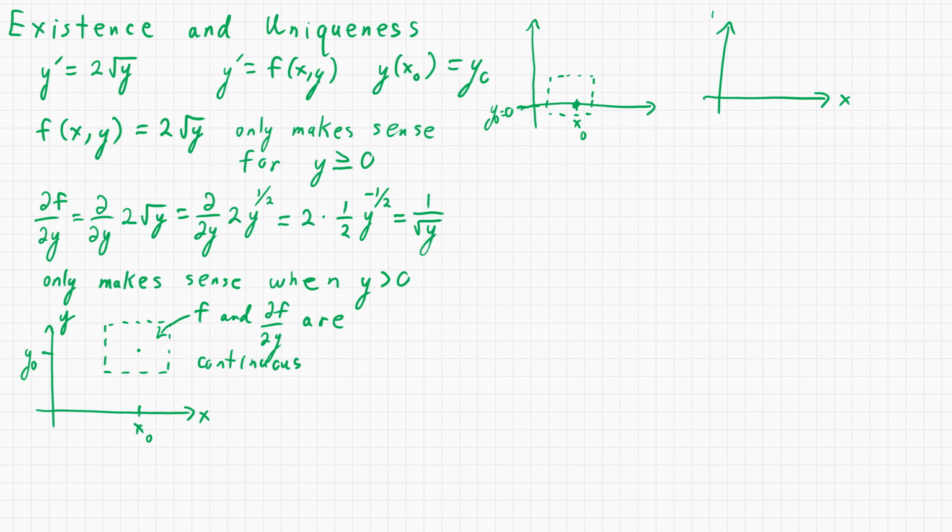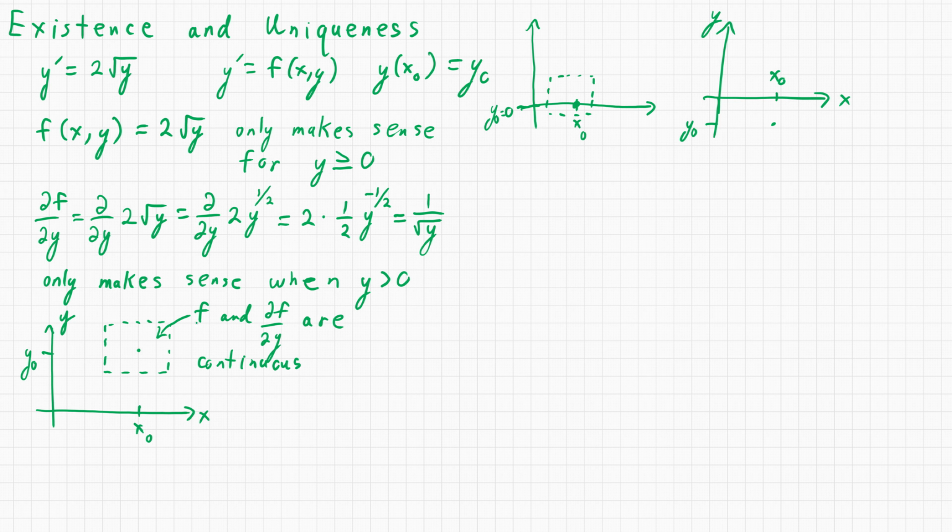so we have x, we have y. If we put a point down here, that doesn't really make sense at all because we can't put a negative number into the square root. We'll end up with an imaginary slope. So this one doesn't work at all.